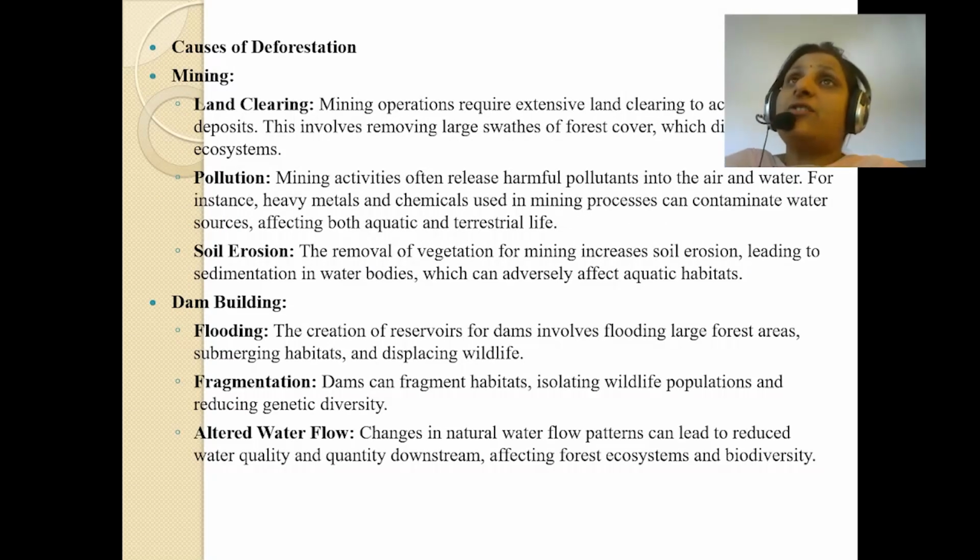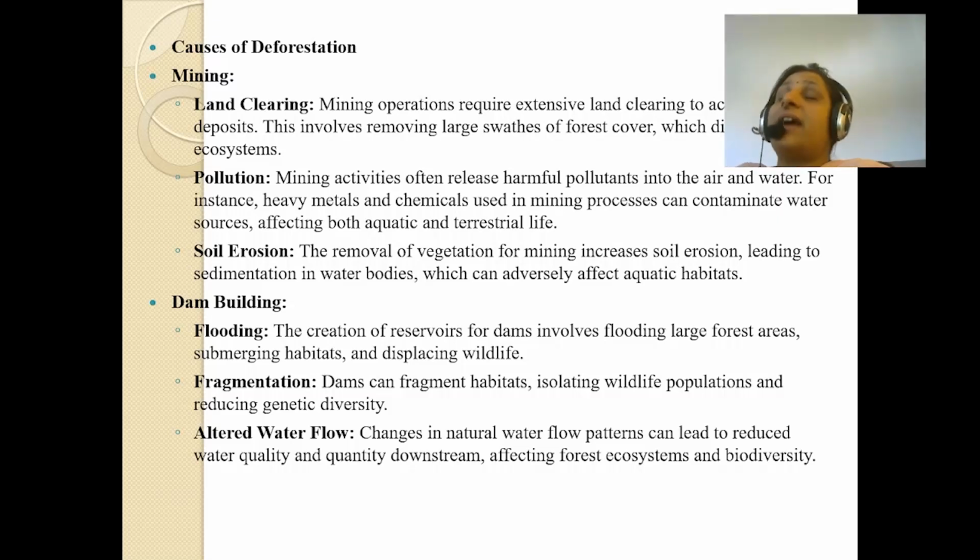Now, what are the various causes of deforestation? Why does deforestation happen? Deforestation happens due to land clearing. Mining operations require extensive land clearing to access mineral deposits. This involves removing large swathes of forest cover, which disrupts local ecosystems.